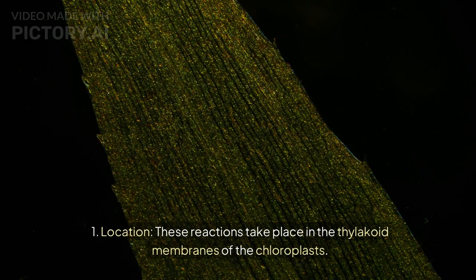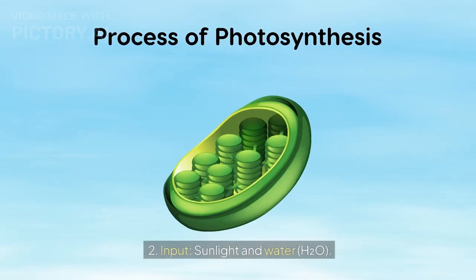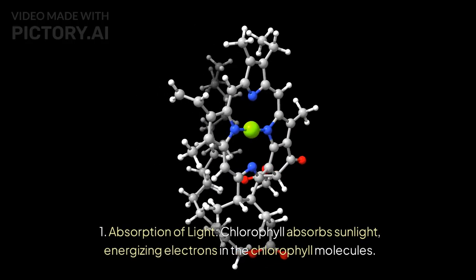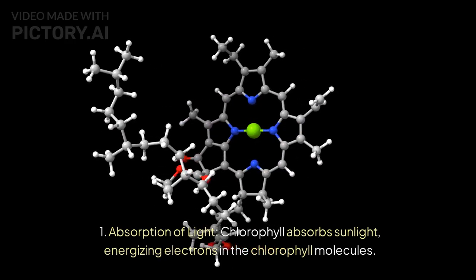These reactions take place in the thylakoid membranes of the chloroplasts. 2. Input. Sunlight and water, H2O. 3. Process. 1. Absorption of light. Chlorophyll absorbs sunlight, energizing electrons in the chlorophyll molecules.